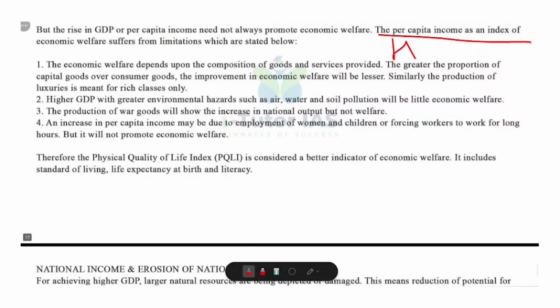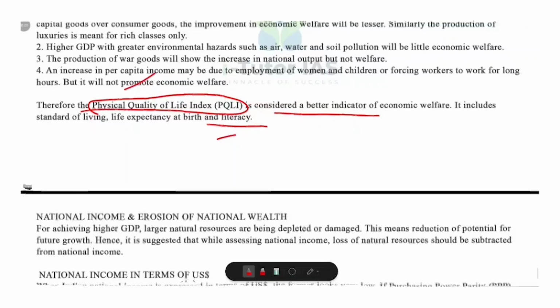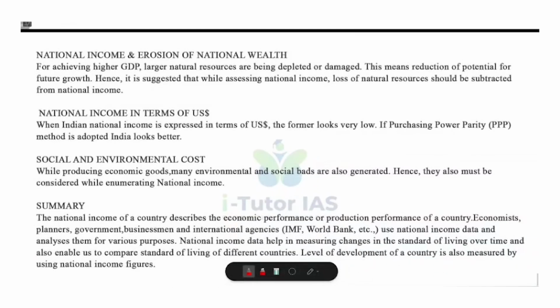Hope it is clear. A better measure is PQLI, that is Physical Quality of Life Index, which is considered a better indicator of economic welfare because it includes standard of living, life expectancy at birth, and also literacy rate. GDP shows how much the economy produces, while PQLI shows how well people are actually living. National income and erosion of national wealth.